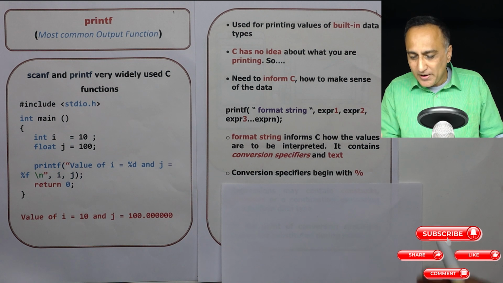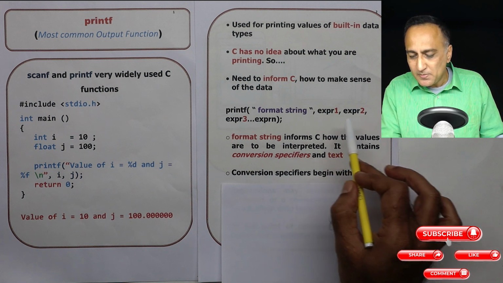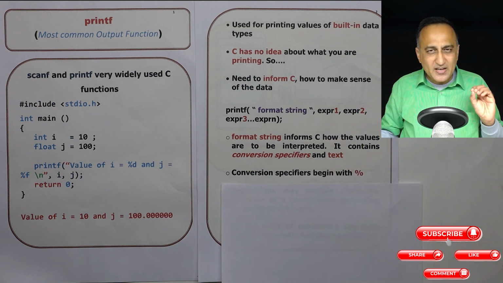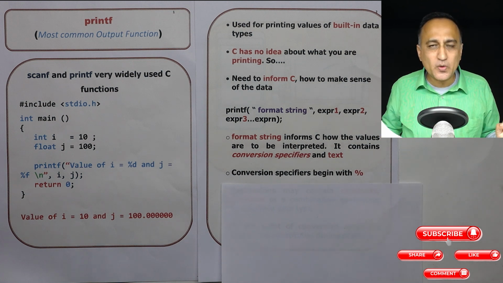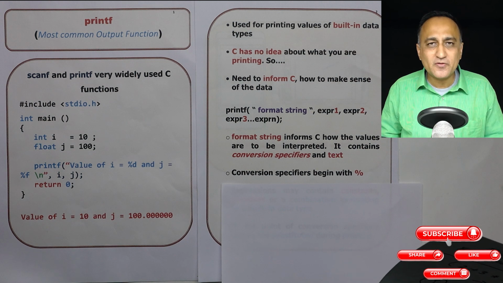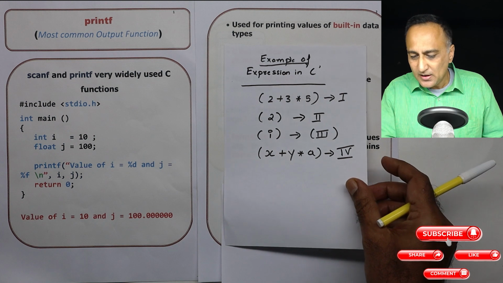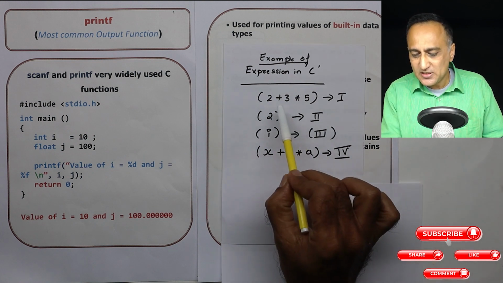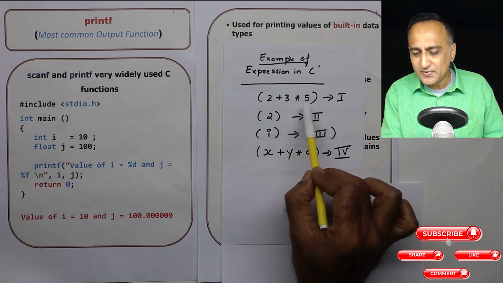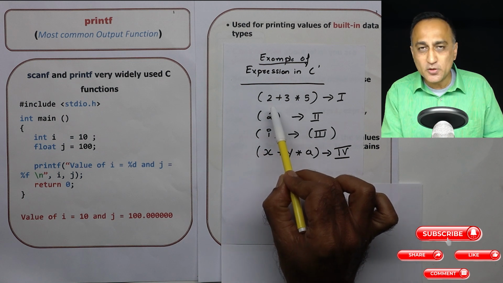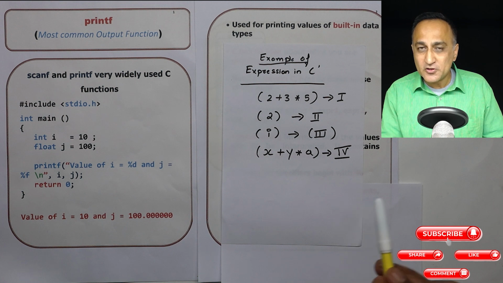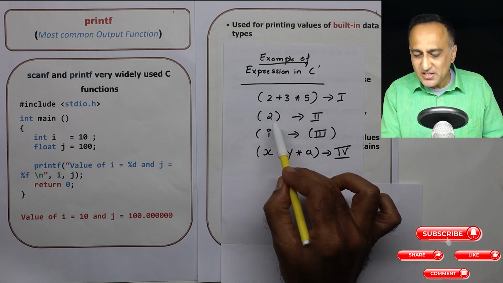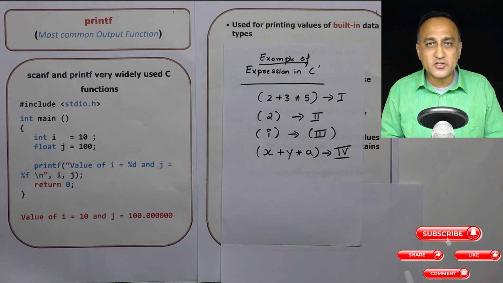Now, before I go ahead, let me explain in very simple language what you mean by an expression in C. Later on, we will be dealing with expressions a lot when we come to evaluation of expressions using various operators of C. An example of an expression in C: suppose I have 2 plus 3 into 5. It's going to be 15, plus 2 is going to be 17. This is an example of an expression. It's a combination of constants and operators. Just the number 2 is also an expression in C.